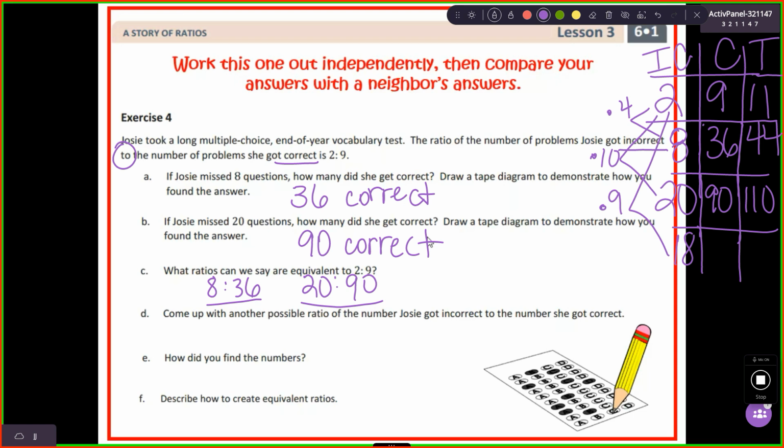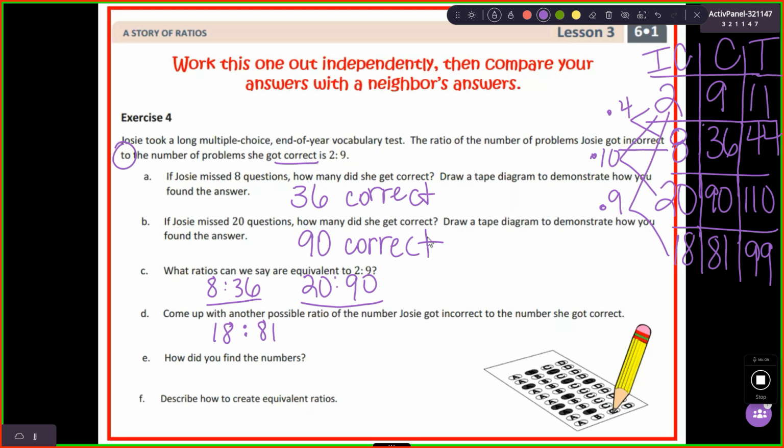Do I do 2 times 9 again? No, ma'am. 9 times 9 is 81. And then my total will be 11 times 9 is 99. Still a pretty big what? Test, huh? So did we create another equivalent ratio? Yes, ma'am. What was that equivalent ratio that's equivalent to 8 to 36 and 20 to 90? 18 to 81. Now, could I write these a different way? Yes, ma'am. I could write them as a fraction or with the word to.